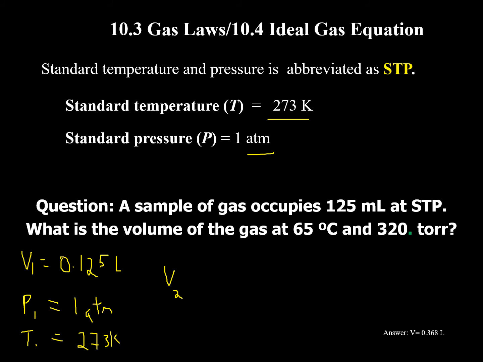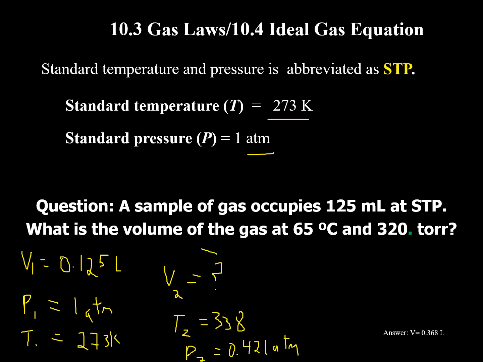V2, that's what we are trying to figure out. T2, you have to convert 65 degrees Celsius to Kelvin, so we add 273 and that will be 338. And the pressure, P2, you have to convert from torr to atmosphere, so 320 divided by 760 is 0.421 atm.